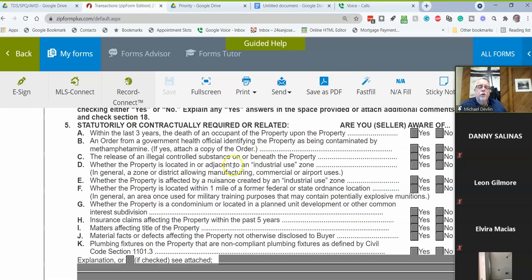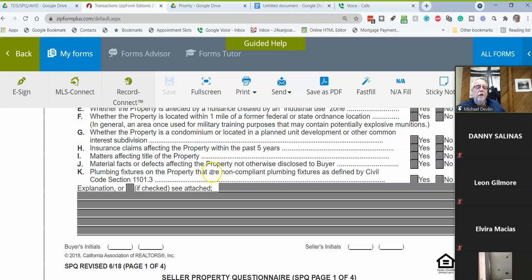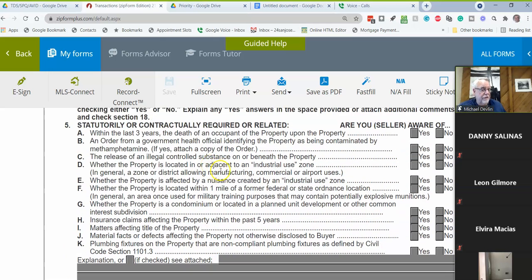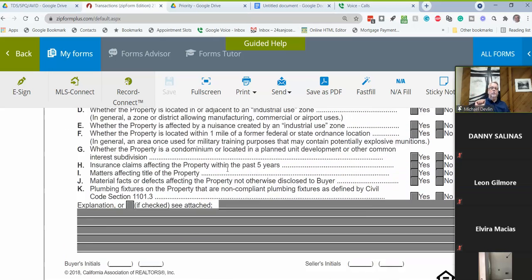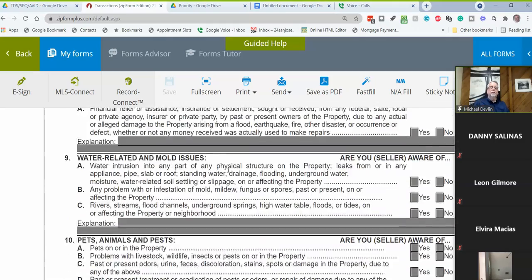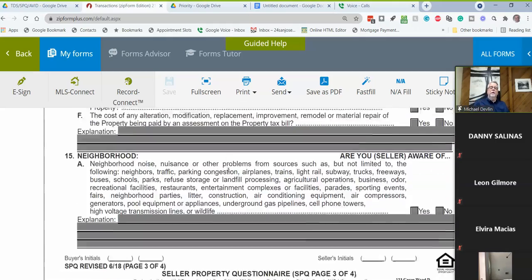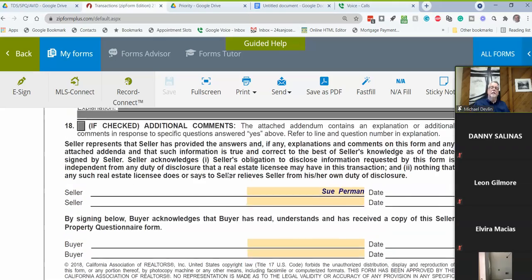All right. So this is the statutory required disclosures, which you'll see under the exempt seller disclosures. So here are all these different questions. Now, again, you'll see they're all blacked out.